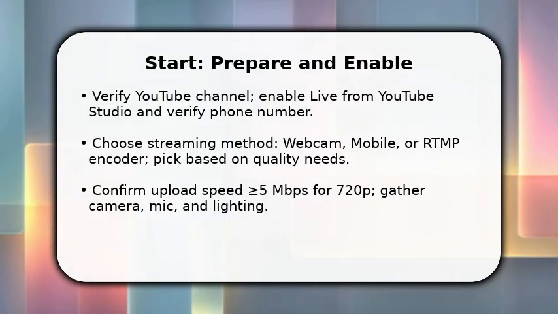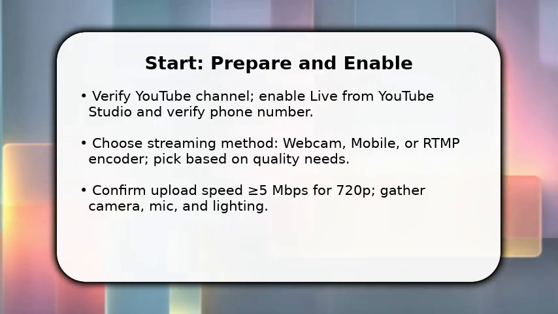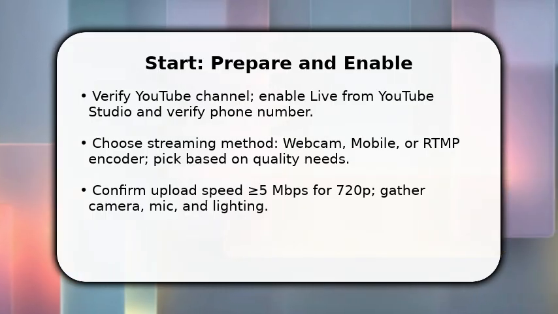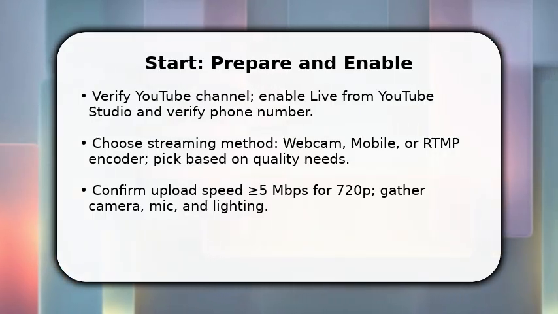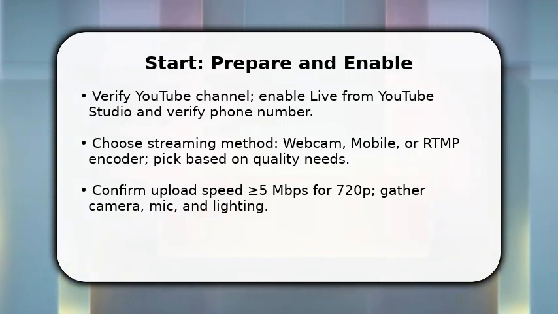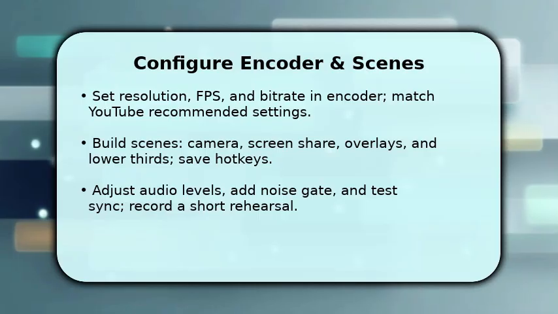Make sure your internet upload speed is sufficient. Test for greater than or equal to 5 Mbps to avoid buffering. Then open YouTube Studio, create a new stream or scheduled event, and copy the stream key to use in your encoder. Now configure your encoder.